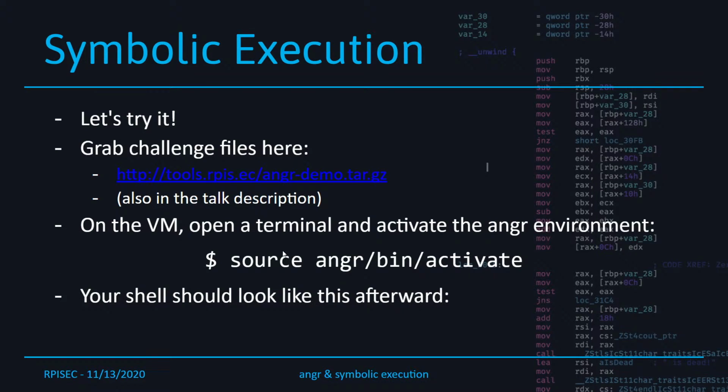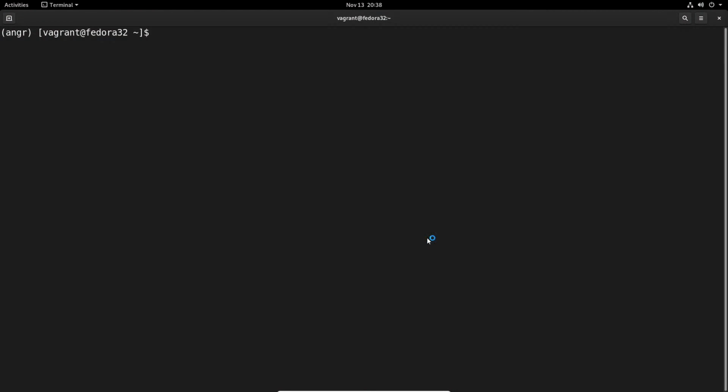Once you fire up your shell, if you just run source angr bin activate, you'll get a terminal here. Let me go back to my home directory and fire this up, and now we've got a virtual environment loaded. You see we have this little angr here. And this means when I pop open a Python shell, I'll have the angr libraries available.